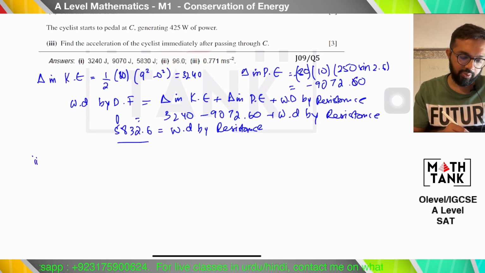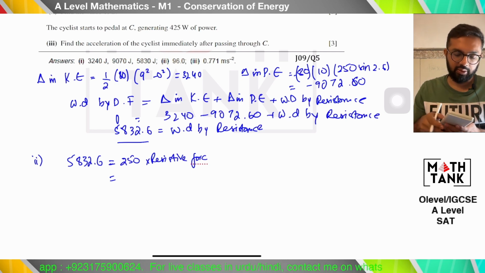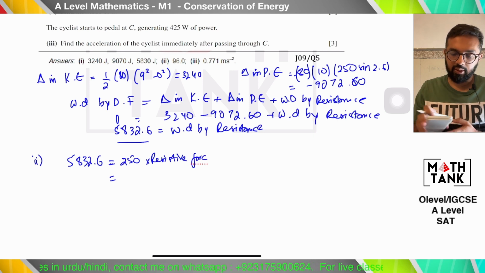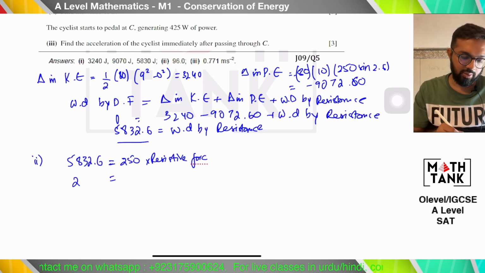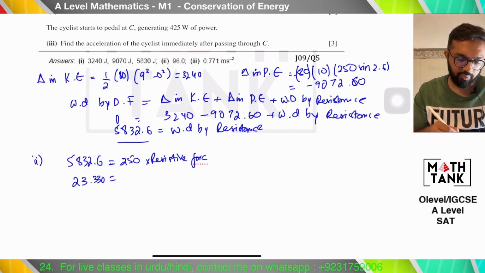Okay, so part 2. 5832.6 is basically 250 into the resistive force. So I get 5832.6 divided by 250. I get 23.33.